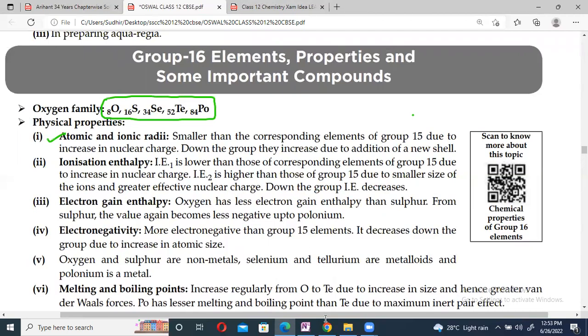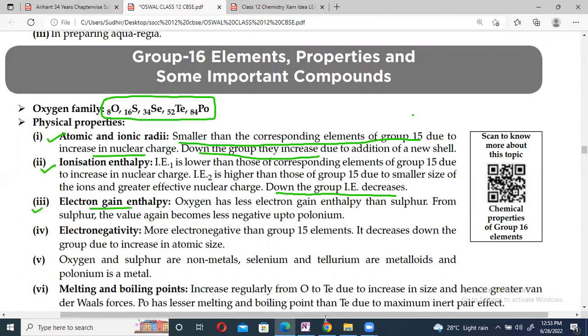Their atomic size and ionic size are smaller than the corresponding element of group 15 due to the increased nuclear charge. But down the group, size will increase. Ionization energy, same here. As we are coming down the group, ionization energy decreases because it is inversely proportional to atomic size.